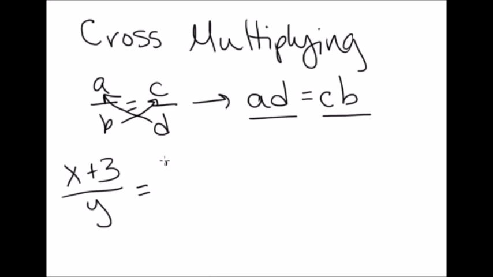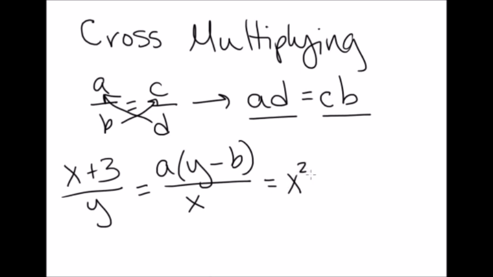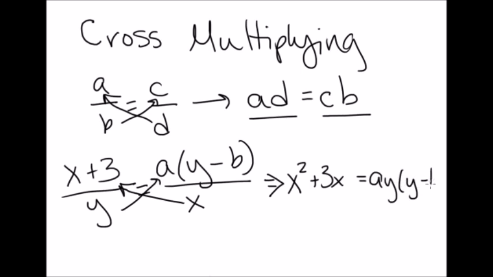So to make it a more practical kind of example, you might have something like this, and something like that. So you would cross multiply and get that x² + 3x, so we've multiplied that way, is equal to ay times (y - b).